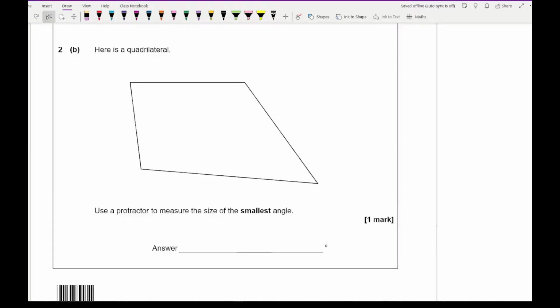Then for 2B, it says here is a quadrilateral, use a protractor to measure the size of the smallest angle. The smallest angle on this quadrilateral is this angle here, so what we need to do is just measure this angle, and I work out with the protractor that it is around about 50 degrees. They would accept a 2-degree error, so any answer between 48 and 52 will be acceptable for that single mark.